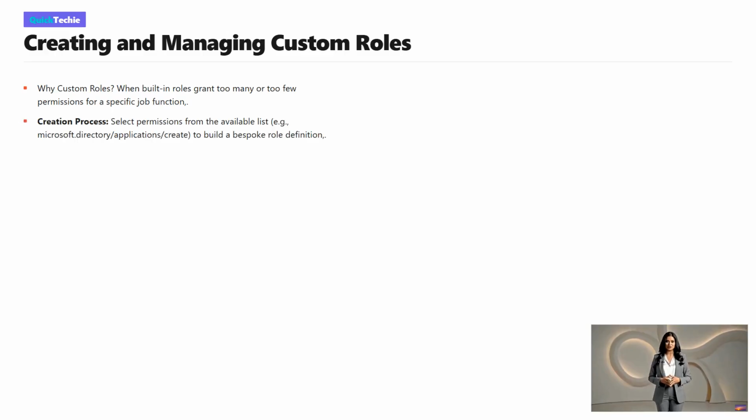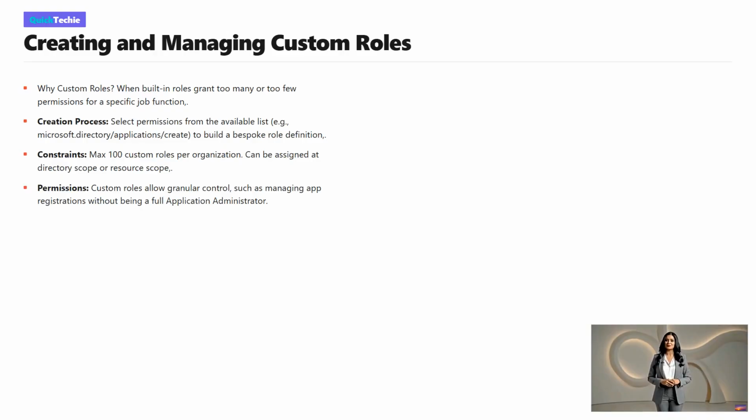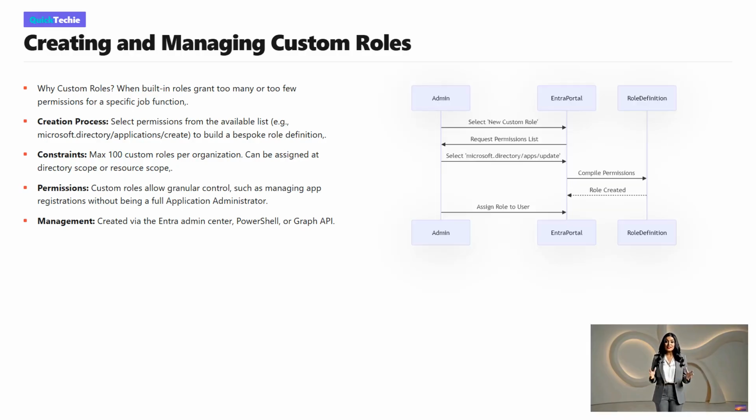Sometimes built-in roles don't fit. Maybe you need someone to manage app registrations, but not enterprise application settings. This is where custom roles come in. You define these by selecting specific permission strings, like the ability to create applications without bundling in unwanted rights. Note the constraints. You are limited to 100 custom roles per tenant. You create these by picking explicit permissions from the Microsoft Graph API namespace, tailoring the role exactly to your organization's workflow.